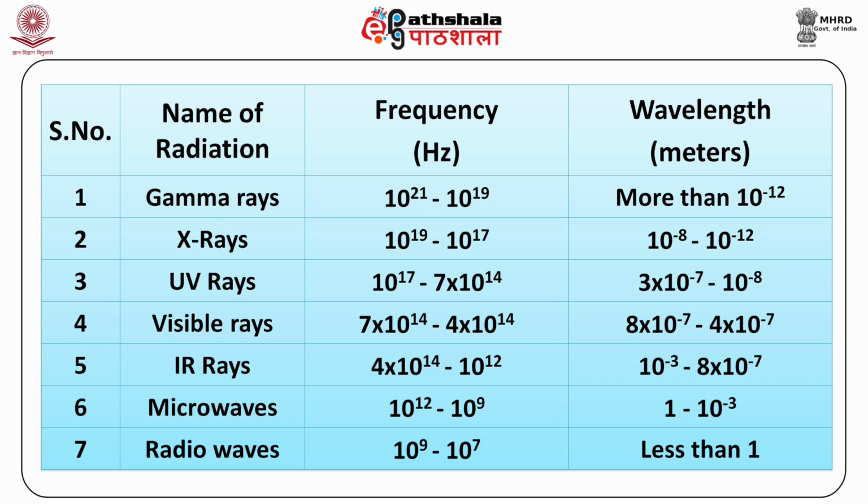Next is visible rays, whose frequency is 7 into 10 to the power 14 to 4 into 10 to the power 14 and its wavelength is 8 into 10 to the power minus 7 to 4 into 10 to the power minus 7. Next is IR rays, 4 into 10 to the power 14 to 4 into 10 to the power 12 and its wavelength is 10 to the power minus 3 to 8 into 10 to the power minus 7. Next is microwaves, whose frequency is 10 to the power 12 to 10 to the power 9 and its wavelength is 1 to 10 to the power minus 3.